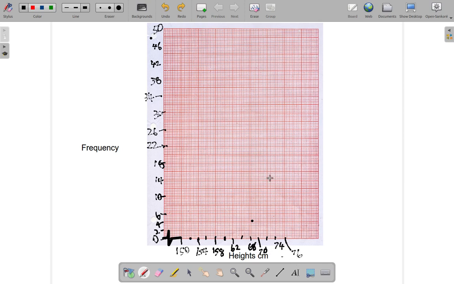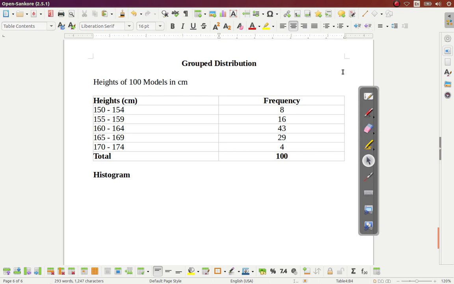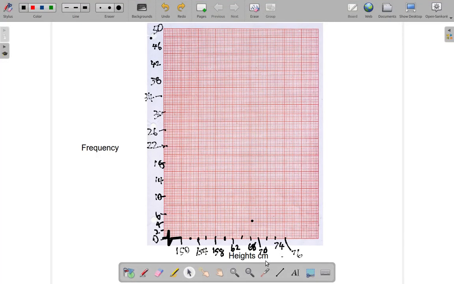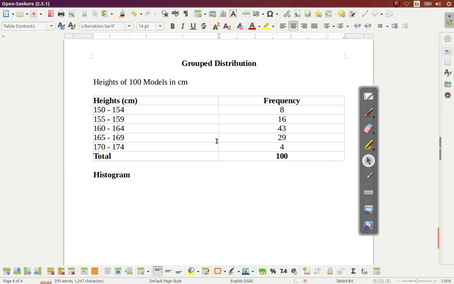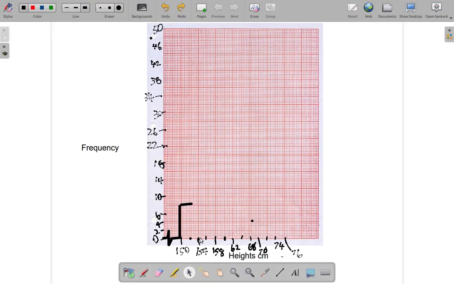Okay, so now looking back at the table, the 150 to 154 goes up to 8, a frequency of 8. Now, you wouldn't start exactly at 150, you start just to the left of 150. We're going to see why in a while. And it goes up to 8. This is 6, this is 8. And you start going across with your line. Here, it goes to 154. You start your line just to the right of 154, and that is our first bar.